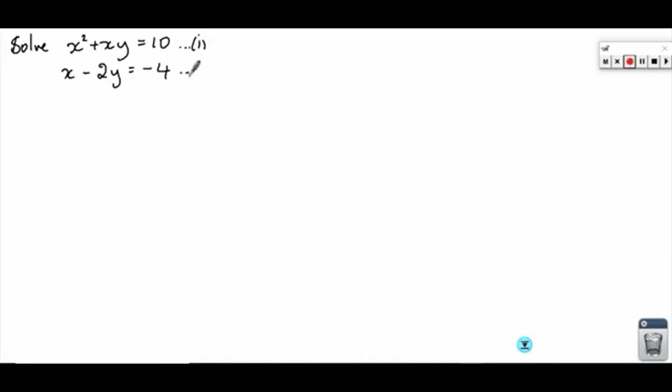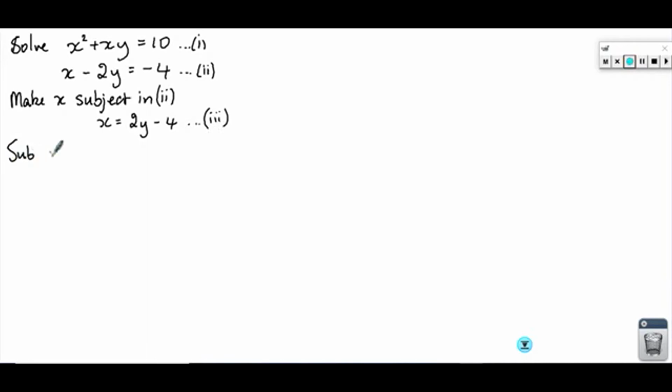So I have equation 1, and I have equation 2. I'm going to make x the subject in equation 2. Making x the subject, I get x equals 2y minus 4, and that's equation number 3. We're going to substitute now equation number 3 into equation number 1.